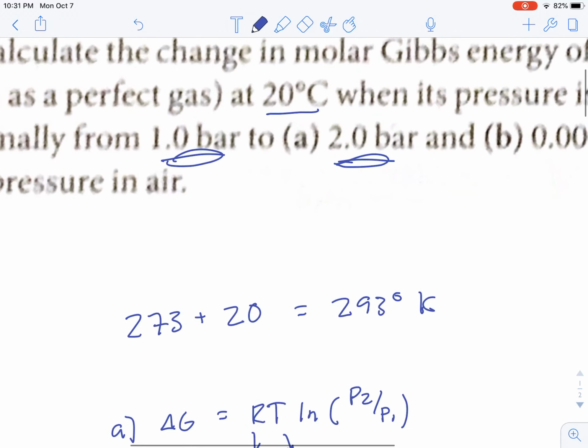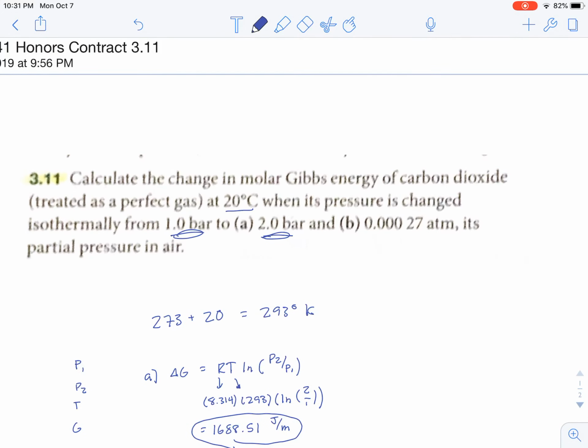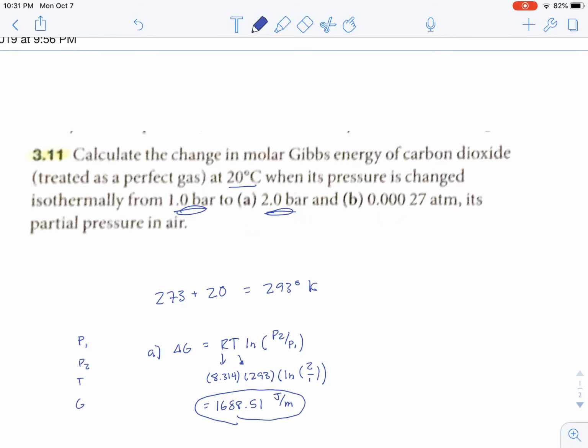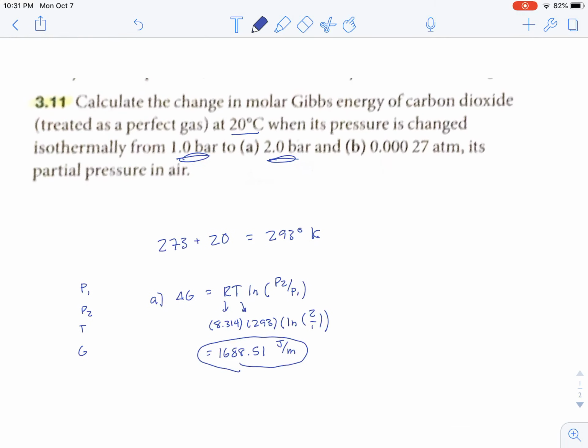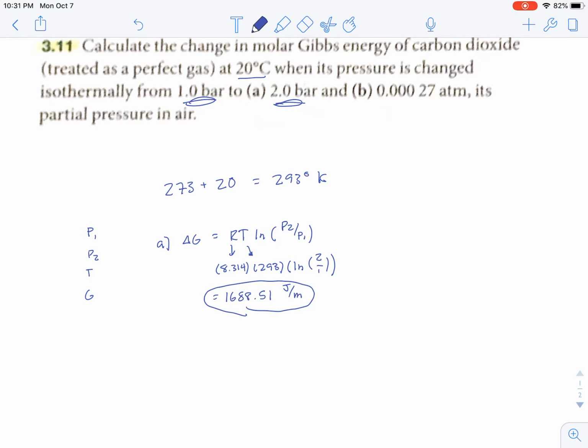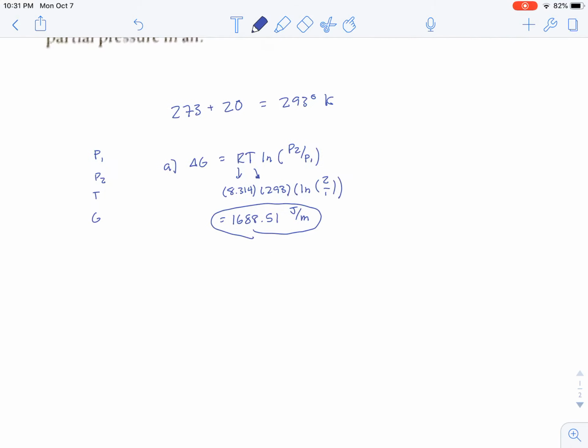Now let's look at part B. It asks us to determine the change in molar Gibbs energy once again when the pressure is changed isothermally from 1 bar to 0.00027 atm. One part of this that might catch you off guard is that now we have different units between our pressures. It's the same exact equation again because we have the same knowns and unknowns, so that part is very straightforward. And this part is too, because the conversion of atm to bar really isn't as bad as you'd think.